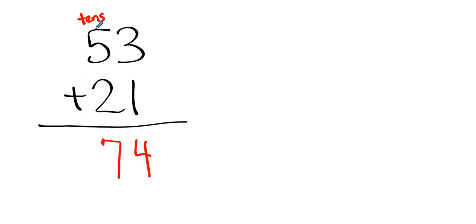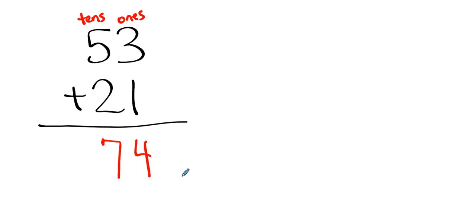Place value says this is the tens place, and this is the ones place. So when we add 3 and 1, we get 4 ones. We write that 4 in the ones place because 3 ones and 1 one is 4 ones. In the tens place, we have 5 tens and 2 tens. That's 7 tens. And so we write the 7 in the tens place because it's 7 tens. And then we have 74, that's 7 tens and 4 ones, that's 74.